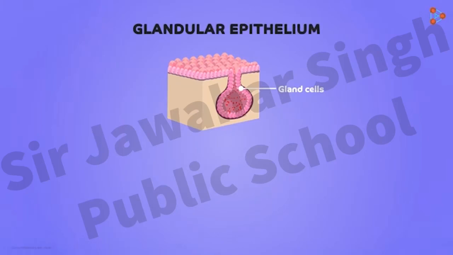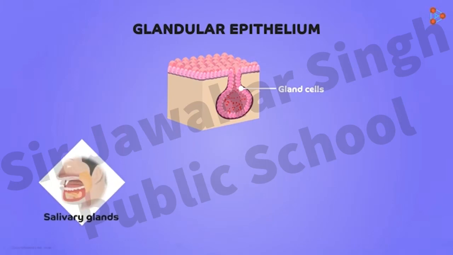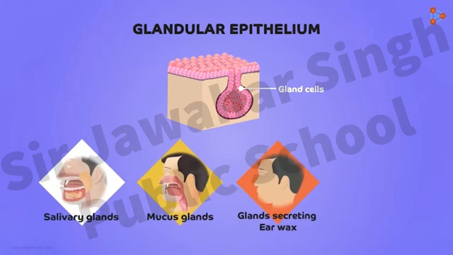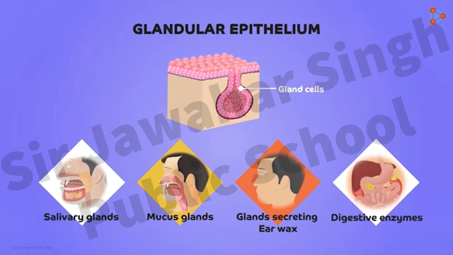So where will we find them? Yes, those parts involved in secretions like the salivary glands, mucus glands, gland-secreting earwax, mammary glands, and also the glands producing digestive enzymes. Well, with this, we come to the end of the types of epithelial tissues.